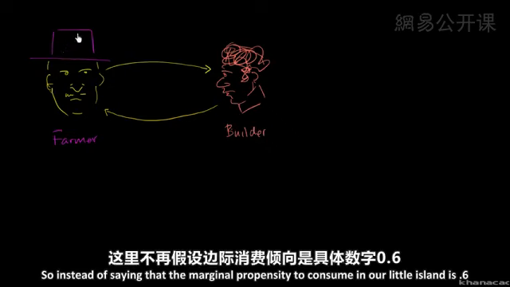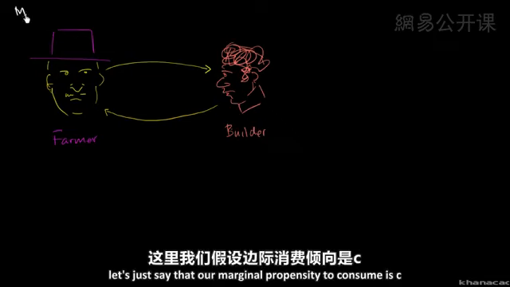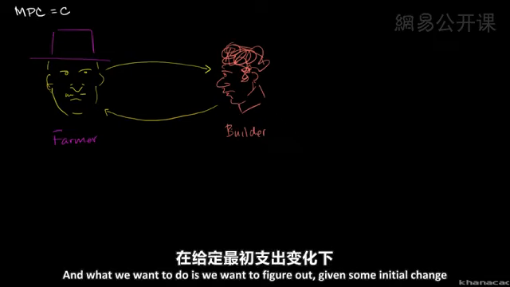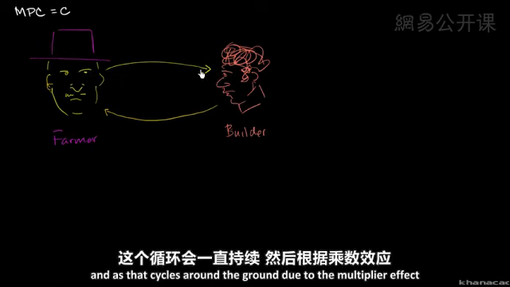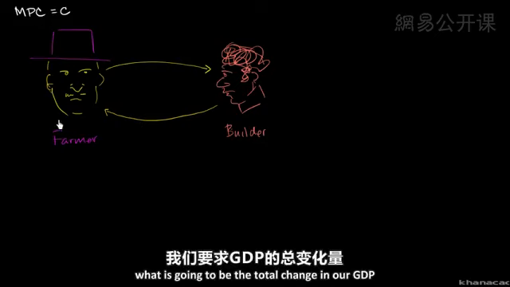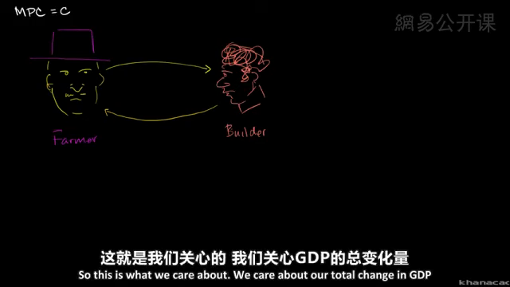So let's just assume, instead of saying that the marginal propensity to consume in our little island is 0.6, let's just say our marginal propensity to consume is C. And what we want to figure out is, given some initial change in expenditure, and this guy's change in expenditure will be this guy's change in income, as that cycles round and round due to the multiplier effect, what is going to be the total change in our GDP? So this is what we care about. We care about our total change in GDP.